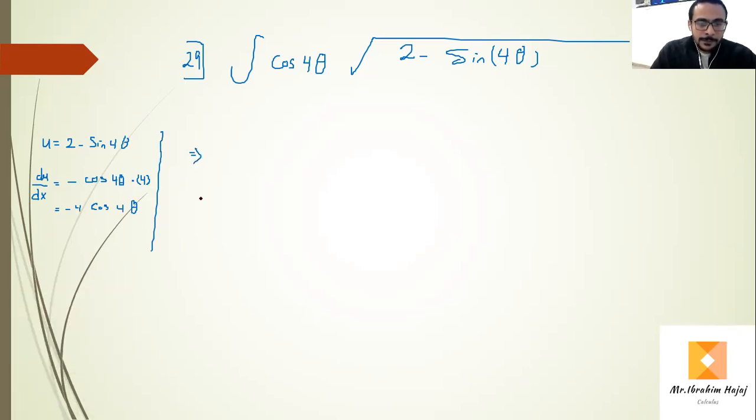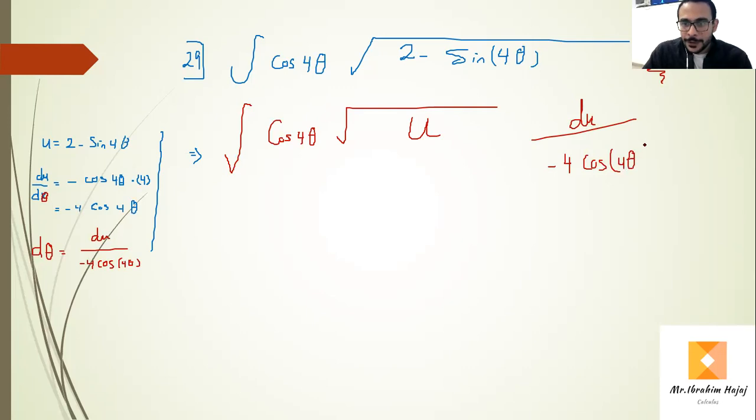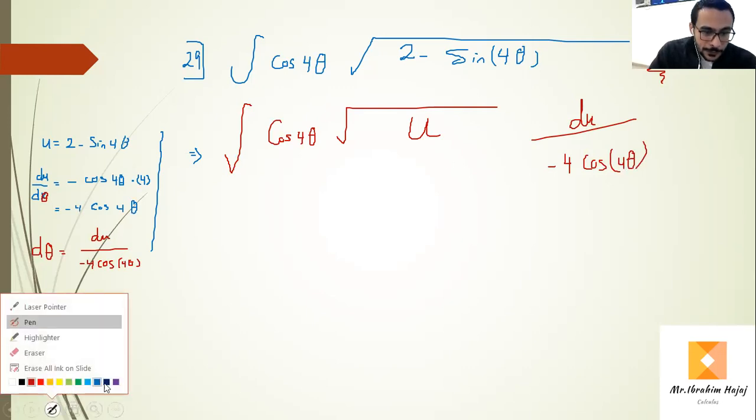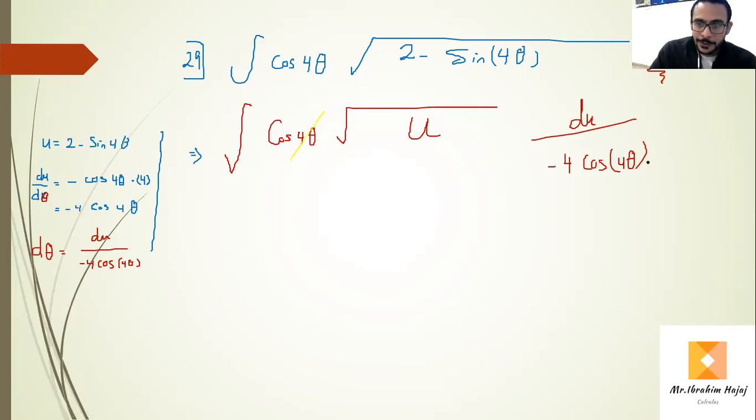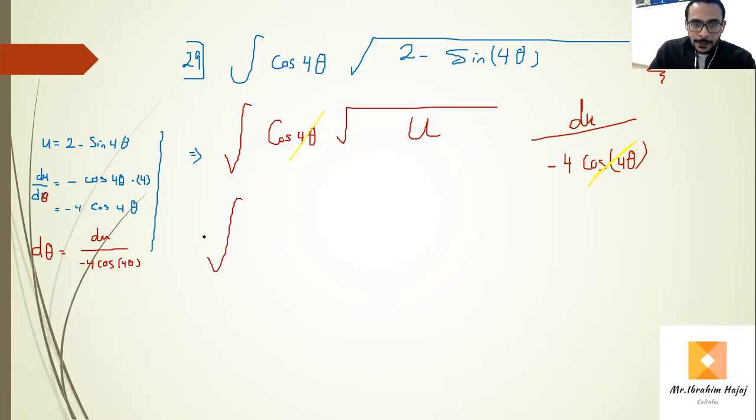Substituting in the integral: cosine 4 theta times root u, and d theta becomes du over negative 4 cosine 4 theta. The cosine cancels with the cosine, and the negative 4 goes outside the integral, so it becomes negative 1 over 4.